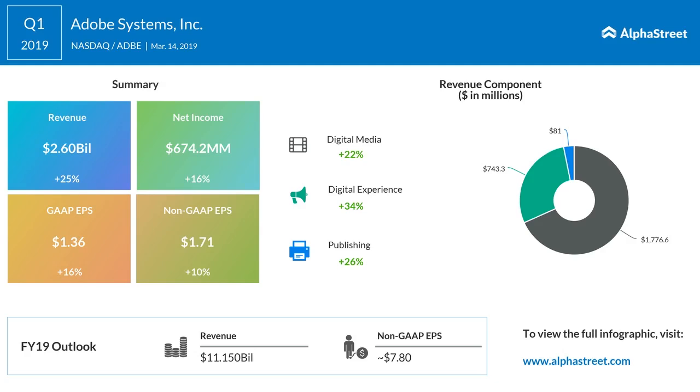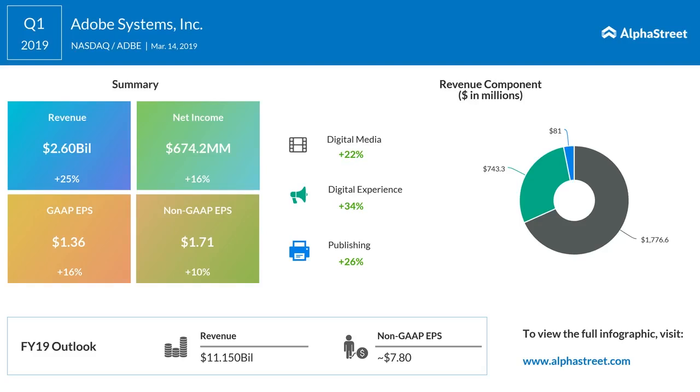Based on 606, GAAP diluted earnings per share in Q1 was $1.36, and non-GAAP diluted earnings per share was $1.71. Based on 605, GAAP diluted EPS in Q1 would have been $1.31, and non-GAAP EPS would have been $1.65. This compares to our EPS targets based on 605 of $1.14 on a GAAP basis and $1.60 on a non-GAAP basis.